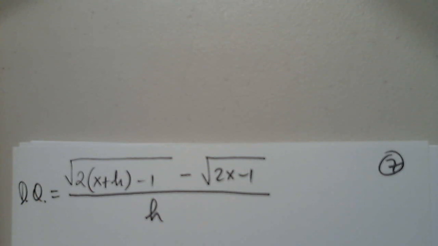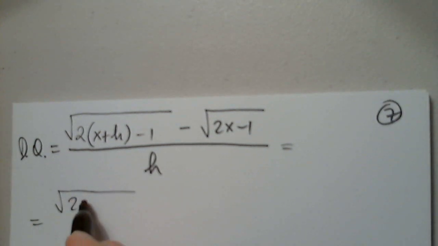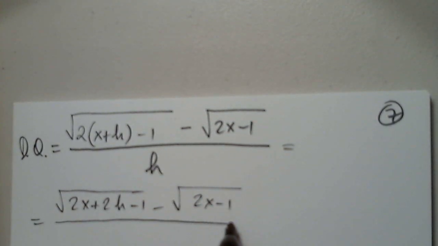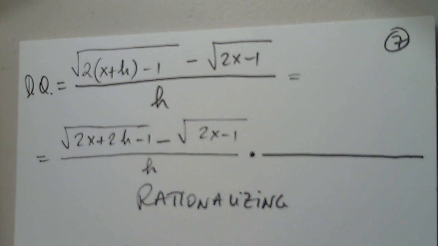Good. Moving on. So first I have to distribute. So I have the square root of 2x plus 2h minus 1 minus the square root of 2x minus 1, divided by h. Now I see 2 radicals in the numerator, and there is a procedure that we learned a long time ago called rationalizing. And you can say, but we don't rationalize the numerator. Well, sometimes we have to. We only rationalize the denominator, yes, but sometimes we have to rationalize the numerator.